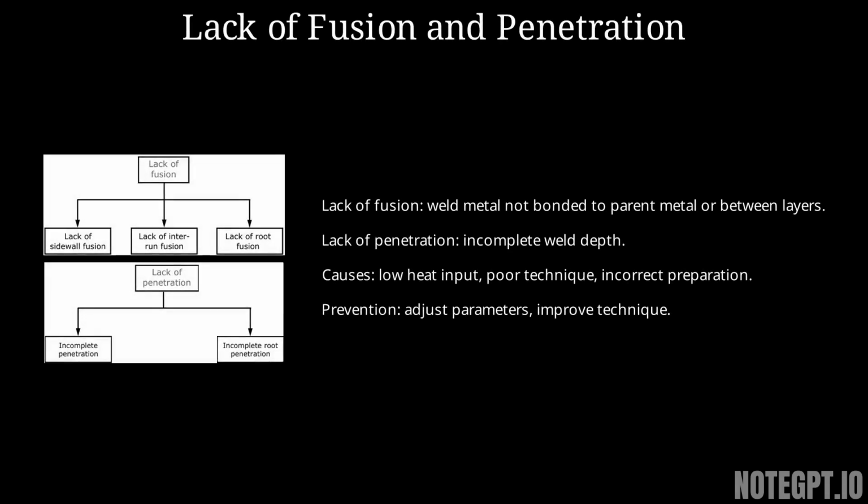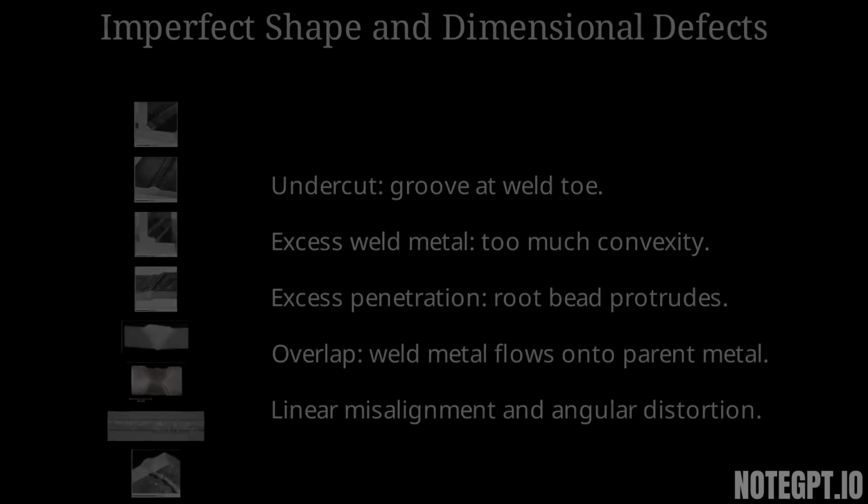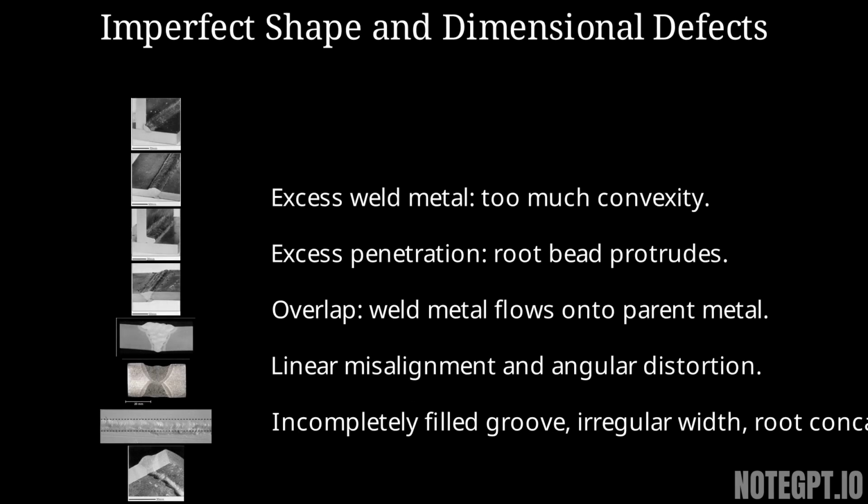Lack of fusion and penetration occur when the weld metal does not properly bond with the parent metal or between weld layers. Causes include low heat input, poor technique, and incorrect preparation. Common shape and dimensional imperfections include undercut, excess weld metal, excess penetration, overlap, linear misalignment, angular distortion, incompletely filled groove, irregular width, and root concavity.